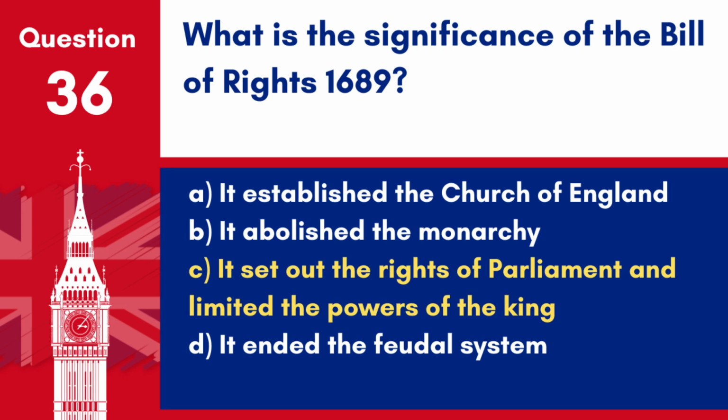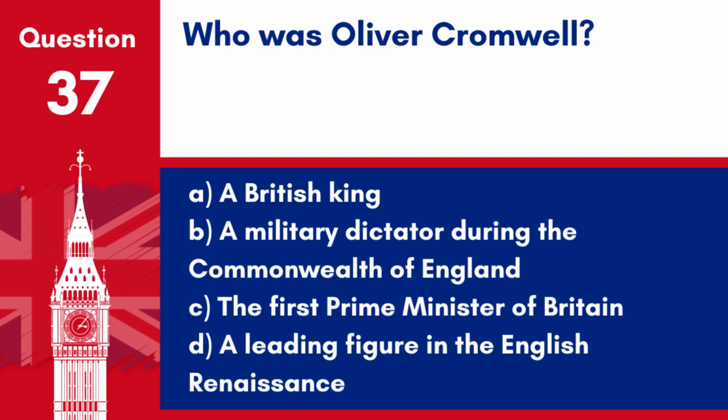Answer: C. It set out the rights of Parliament and limited the powers of the king. The Bill of Rights 1689 was significant for setting the framework for a constitutional monarchy by outlining the rights of Parliament and restricting the monarch's powers. Question 37. Who was Oliver Cromwell?